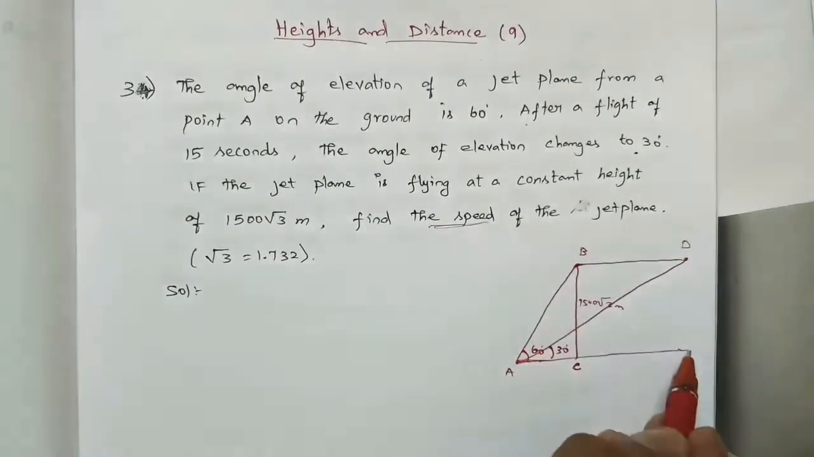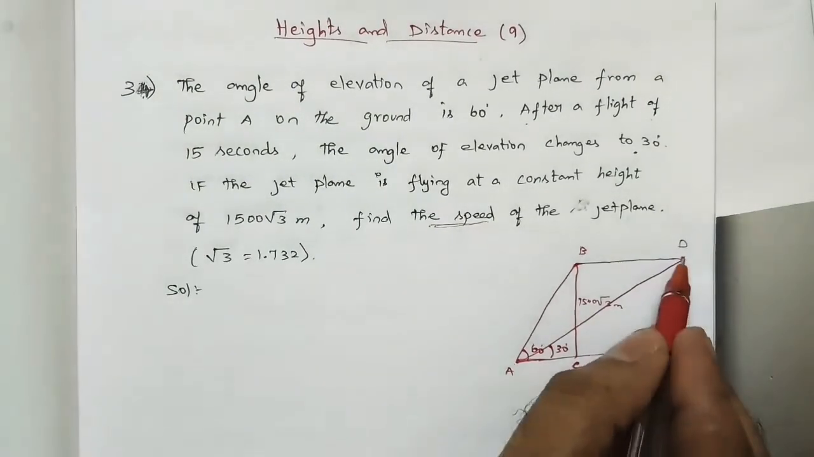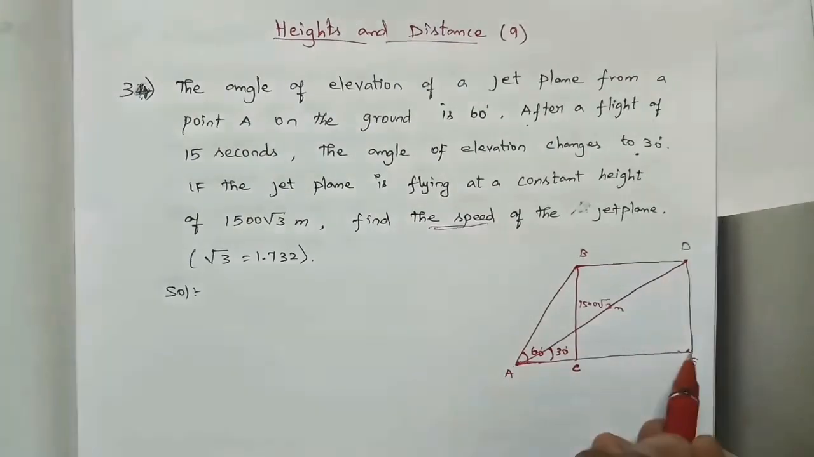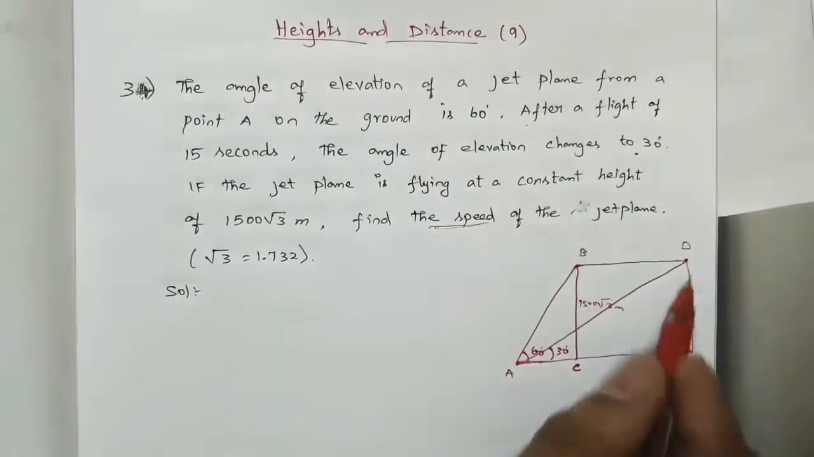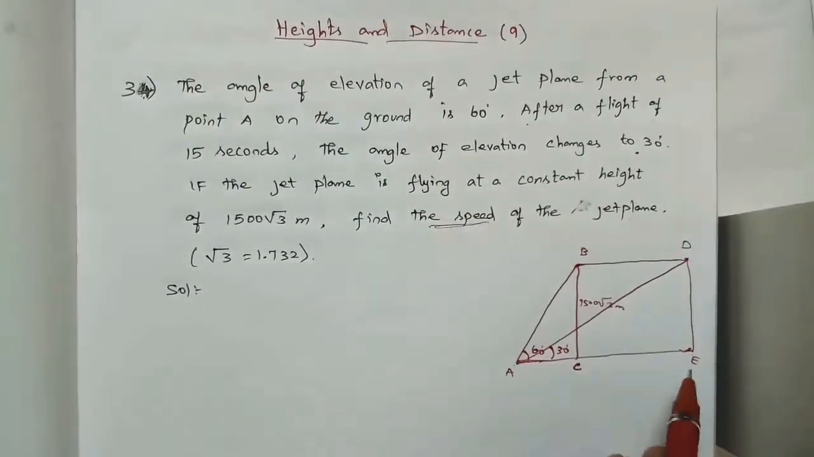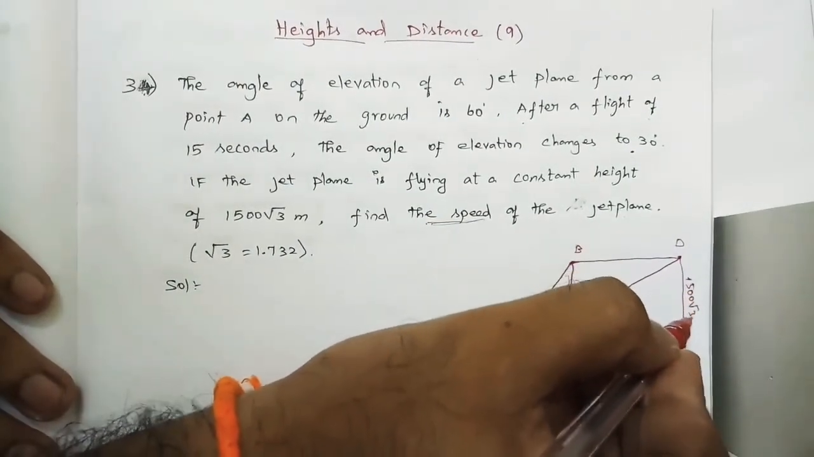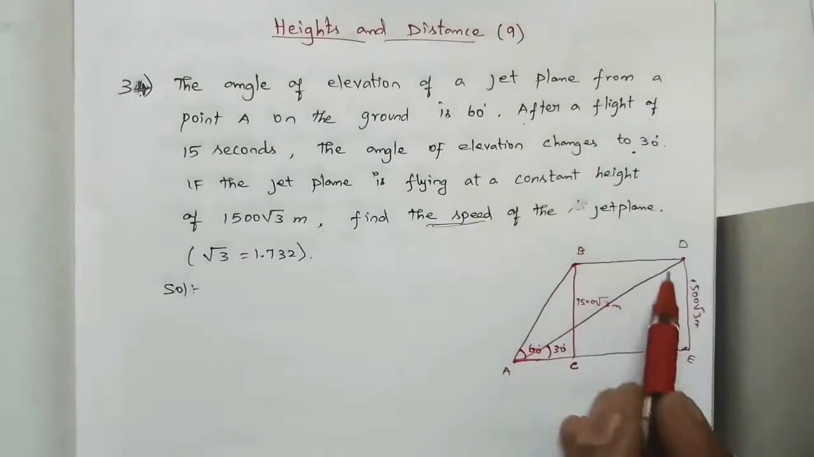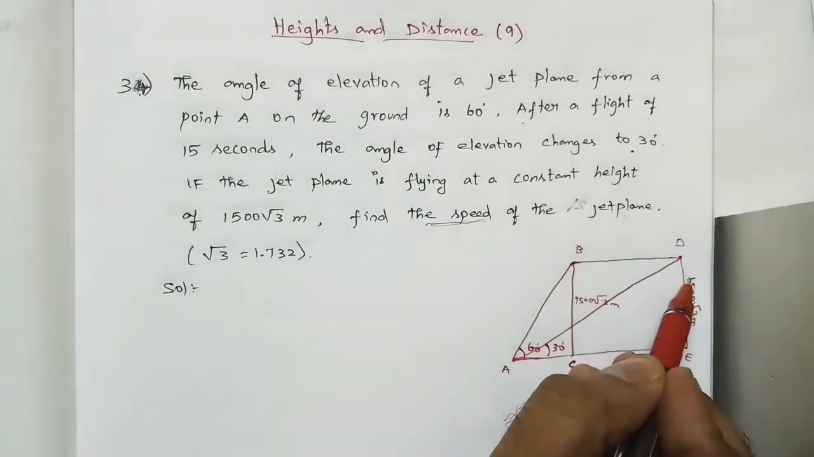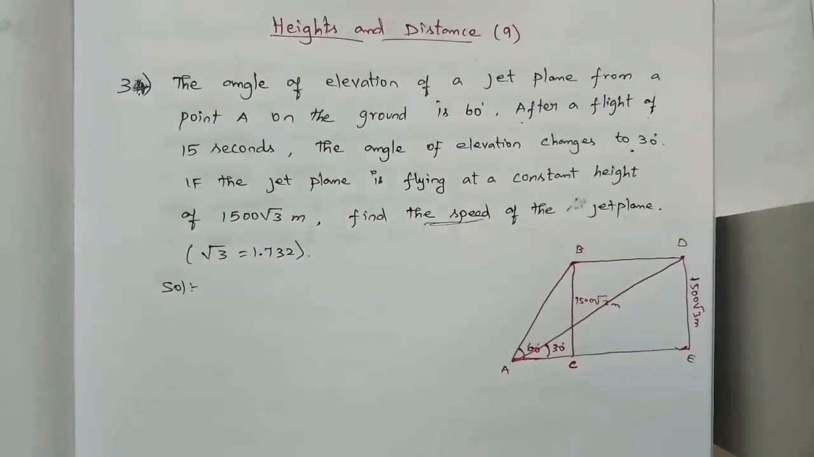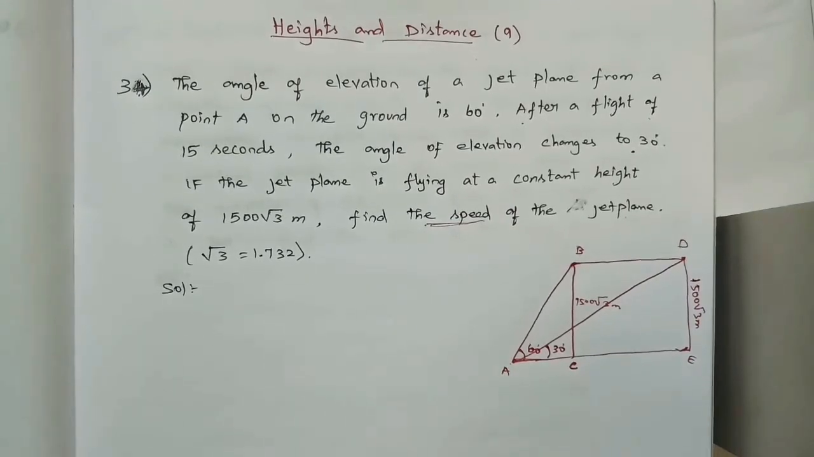At the same time, I'm just marking the point. This is DE, and D is also at the same constant height. DE is also 1500 into root 3 meter. The height of the jet plane is 1500 root 3 meter. It is flying at the height of 1500 root 3 meter.